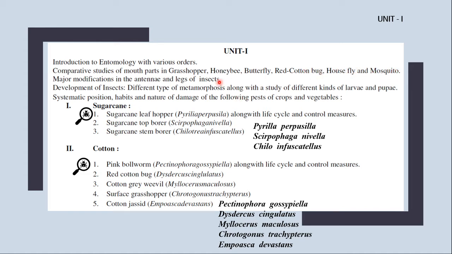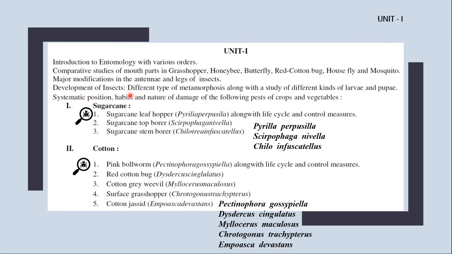The feeding habit of all these insects is very different, and depending on their feeding habit, they have very different mouthparts as well. So we will take a comparative approach towards their mouthparts and compare and study them. Then we will talk about the major modifications in the antennae and legs of insects. Depending on the habits and the environment of the insects, they show different modifications in their antennae and legs. So we are going to learn about those.